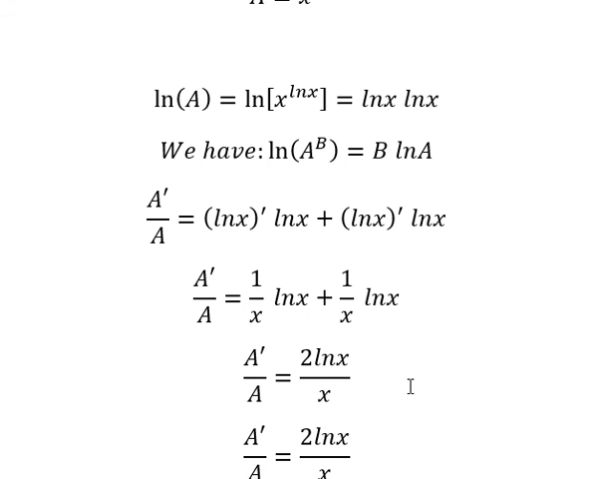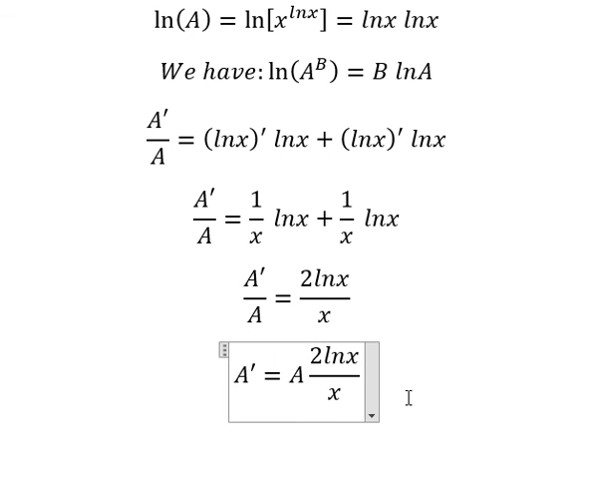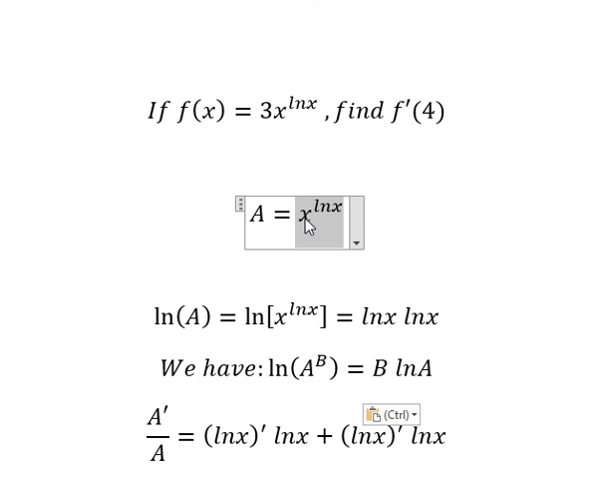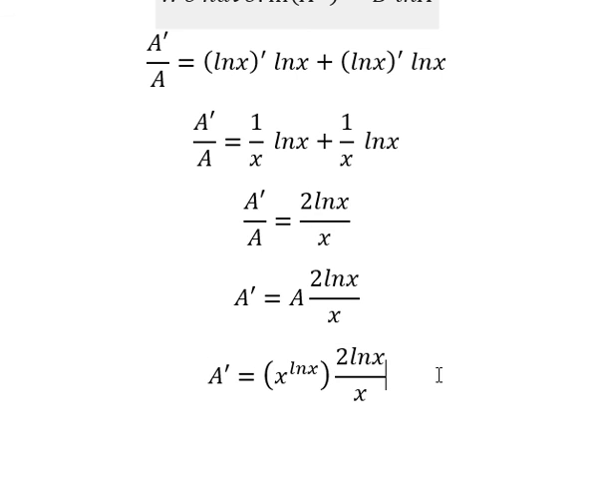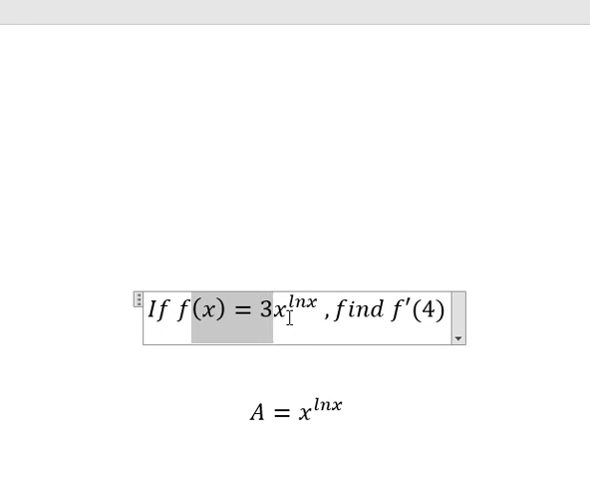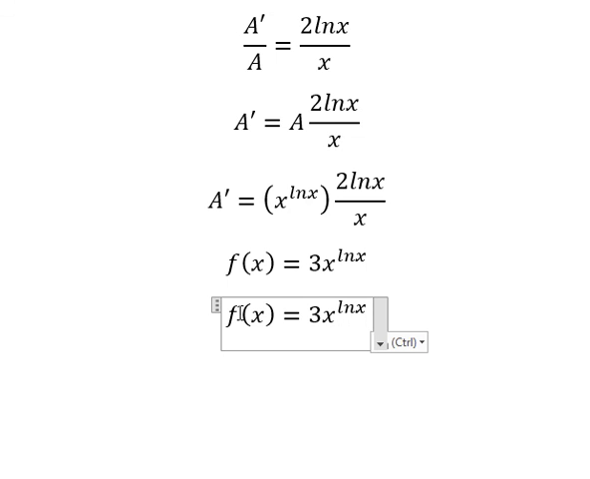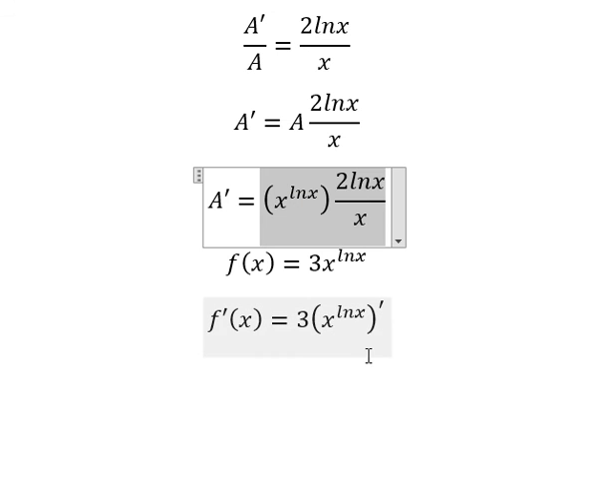Next, we multiply both sides by capital A. And we know that capital A is this one. So, the first derivative of this one should be like this, and this one equals this one.